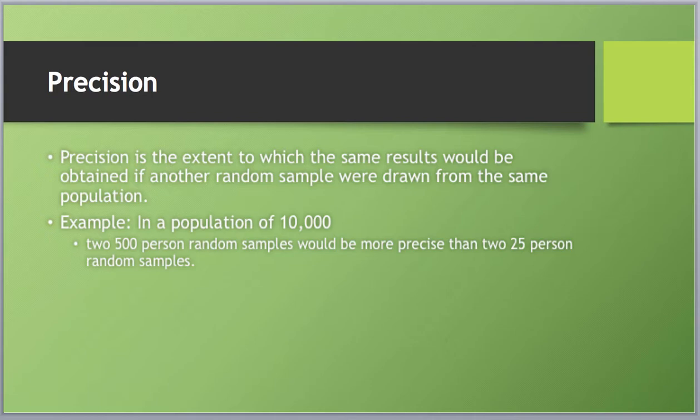An example, in a population of 10,000, two 500-person random samples would be more precise than two 25-person random samples. Okay. Makes more sense, right? Makes sense. The more people who you sample, the more likely it is to be more precise.